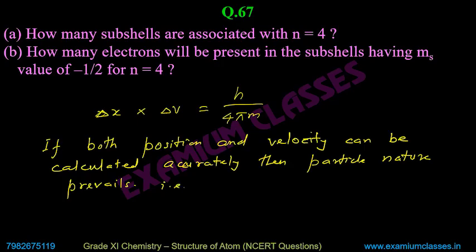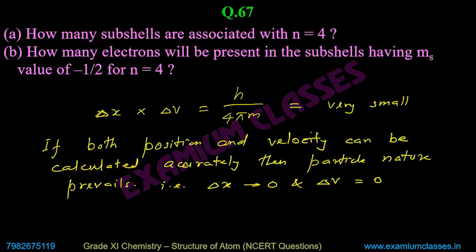That is, delta x tends to 0 and delta v also tends to 0. And here I am writing and, not or. Delta x and delta v both tend to 0. That's why you can calculate both. It means the value here will be very small.